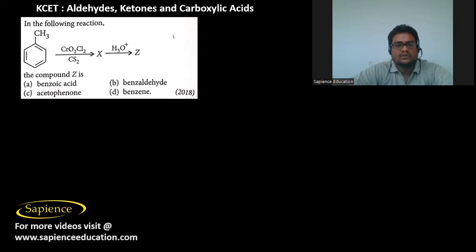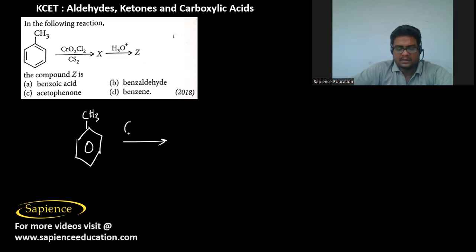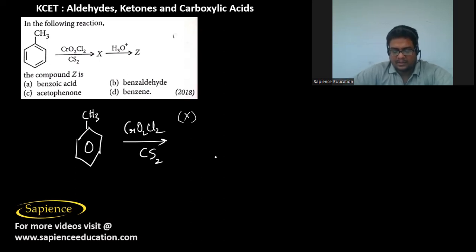Then it is told that in the following reaction, toluene reacts with CrO2Cl2 in presence of CS2 to give the compound X. And so here the compound X will be a complex.